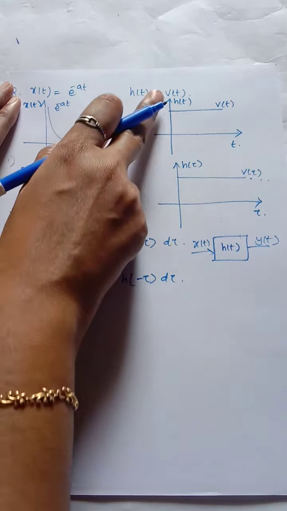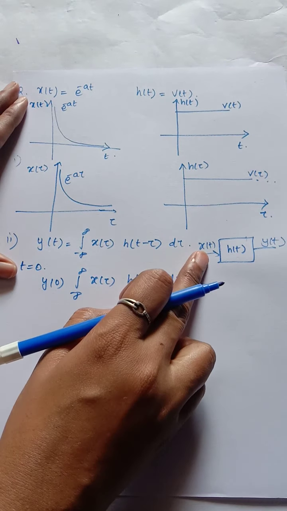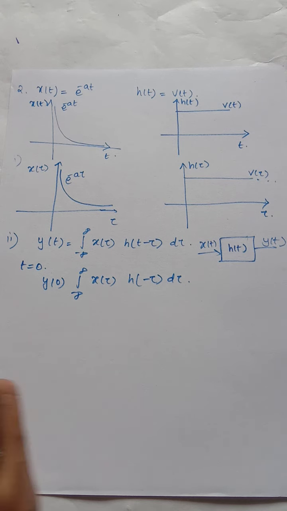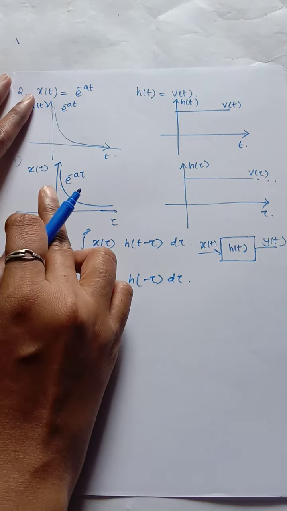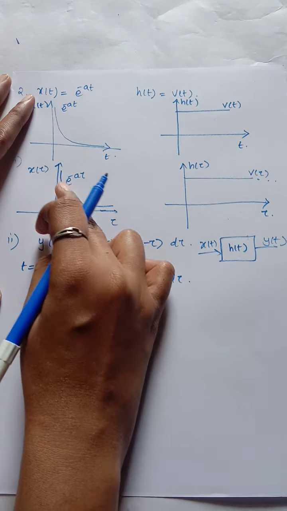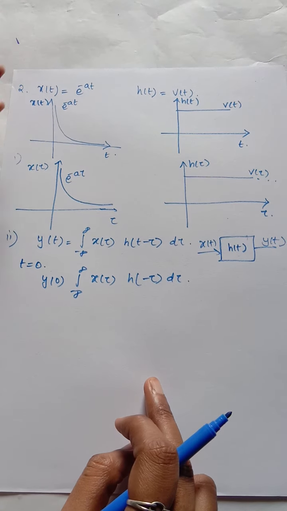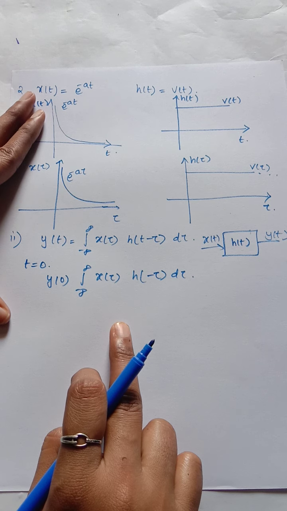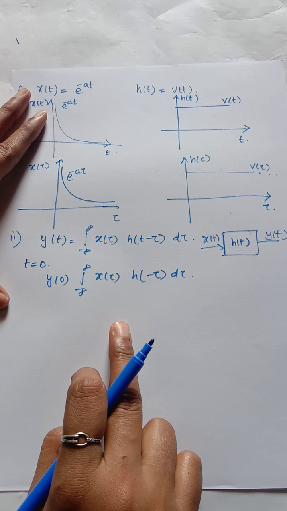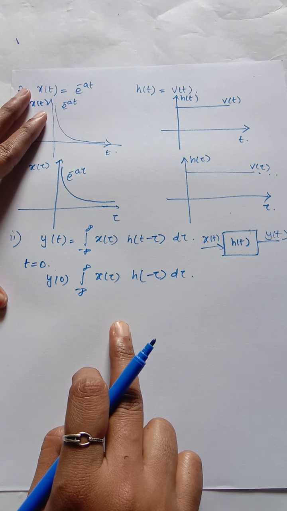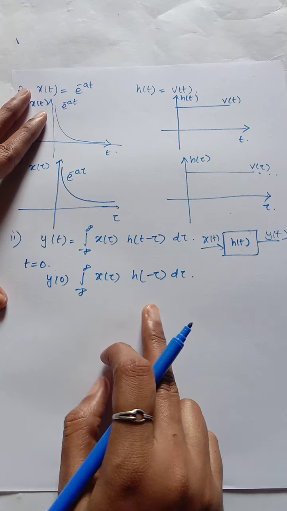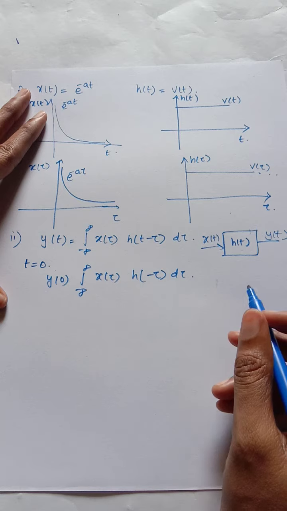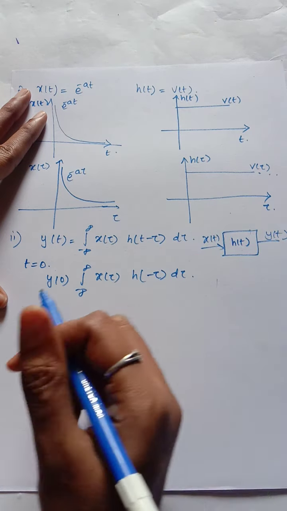Here h of t is nothing but your unit step function, and x of t is an exponential signal. The first step: consider that the two signals are of infinite duration. In the previous problem, what we discussed was of finite duration. So these signals are of infinite duration, and in this case it is difficult to find step by step just by substituting t equal to 1, 2, 3. It is very difficult because we may not know where the signals end.